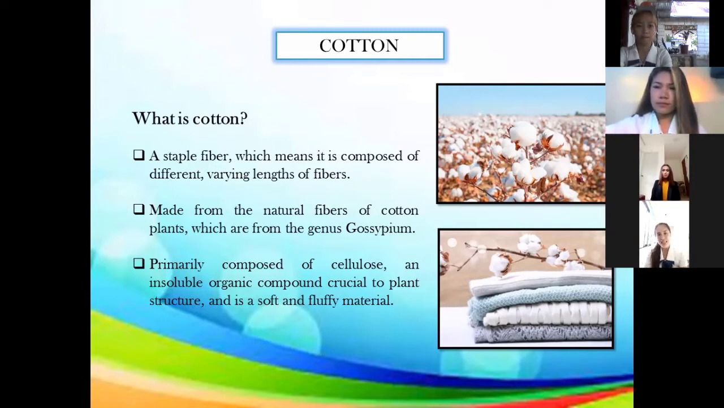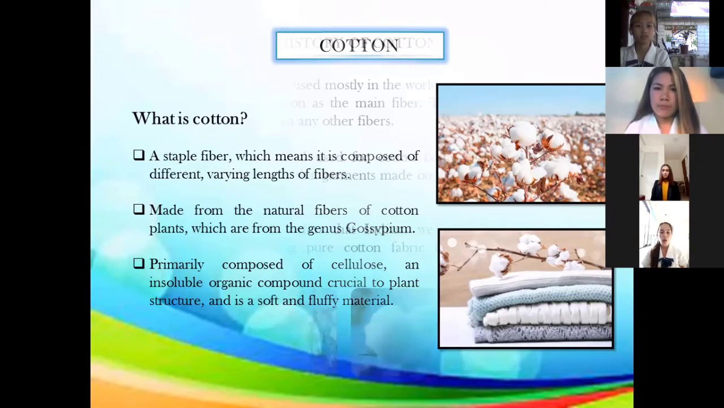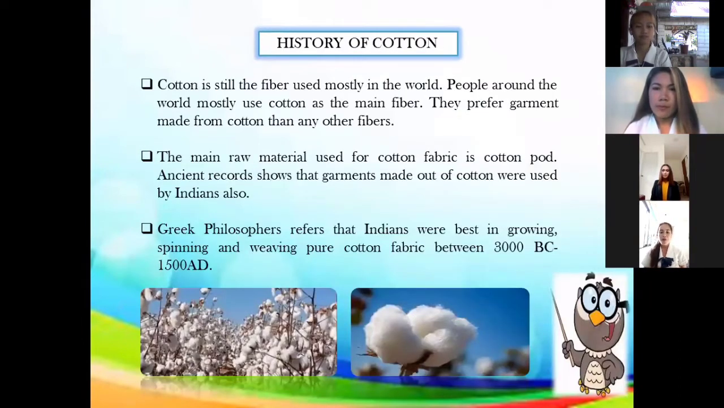So what is the history of cotton? Cotton is still the fiber used mostly in the world. People around the world mostly use cotton as the main fiber. They prefer garments made from cotton over any other fibers. Moreover, cotton is one of the best fibers suitable for our climate. The main raw material used for cotton fabric is the cotton pod.